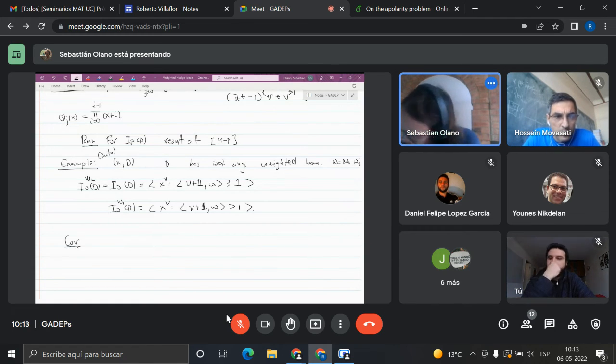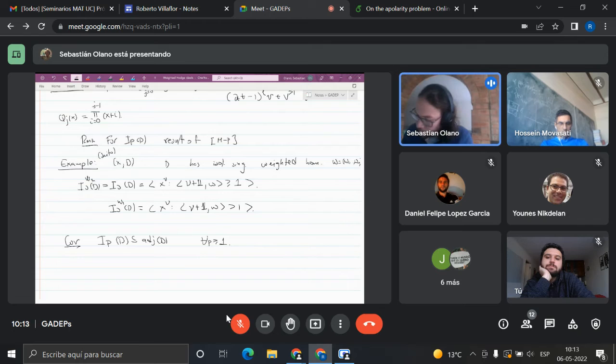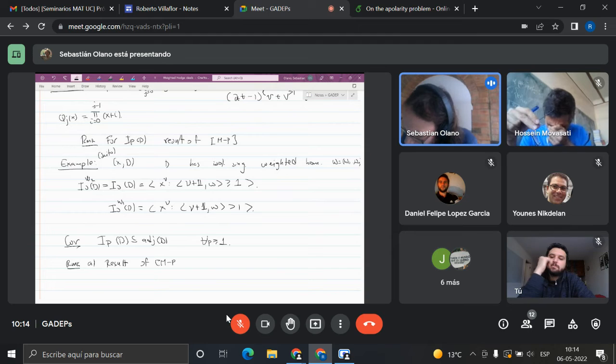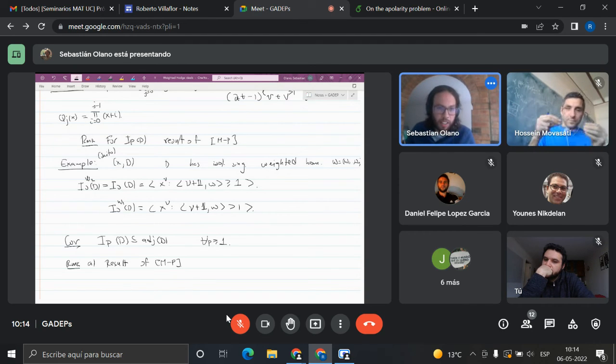Maybe another result I want to say. Let me write the result: all of the Hodge ideals are contained in the adjoint ideal. This is a result of Mustatsa and Popa, but using this description that I gave you with the V filtration, you get a one-line proof of this fact. So this is giving that extra information.